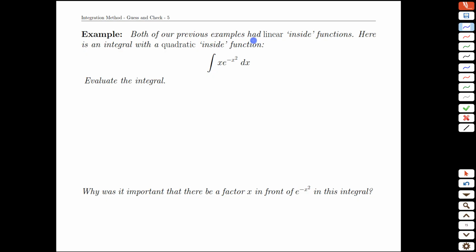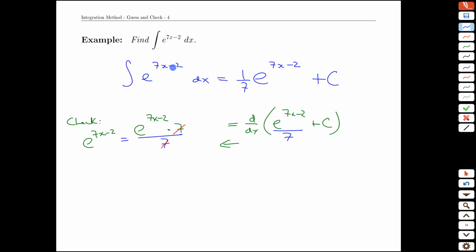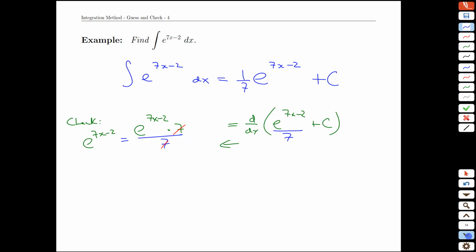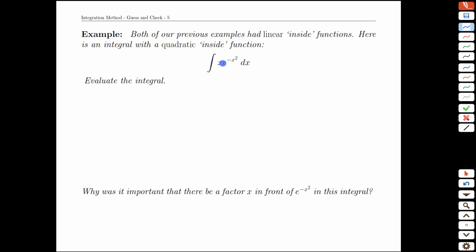Now what's interesting about those earlier examples is that they only had linear functions on the inside. Just going back quickly, we had a 7x minus 2, we had a 3x. In other words, they were just x to the power 1 involved. Take a look at this more complicated example, this integral of x e to the negative x squared. Now this is not as obvious, but let's take a stab.